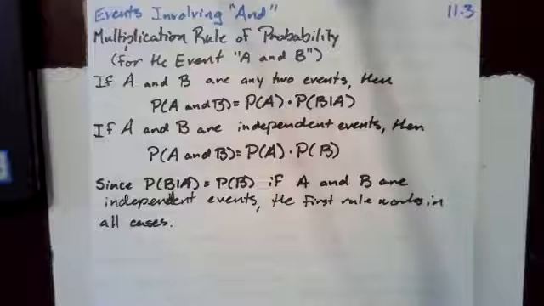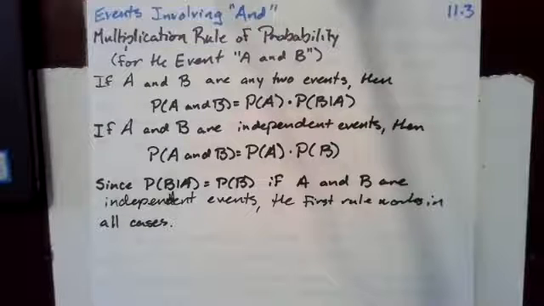In this video, we will discuss events involving AND. The multiplication rule of probability for the event A and B. If A and B are any two events, then P of A and B, the probability of A and B, is equal to the probability of A times the probability of B given A.